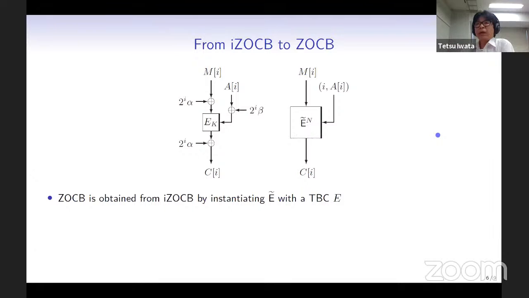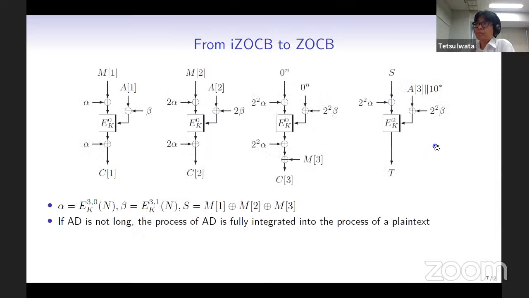Now, ZOCB is obtained from IZOCB by using this structure as the big tweakable block cipher E-tilde. So the entire picture of ZOCB looks like this. I will not explain the details, but the point here is that the process of associated data blocks is fully integrated into the process of a plaintext.